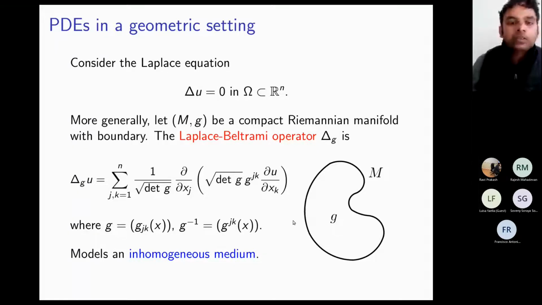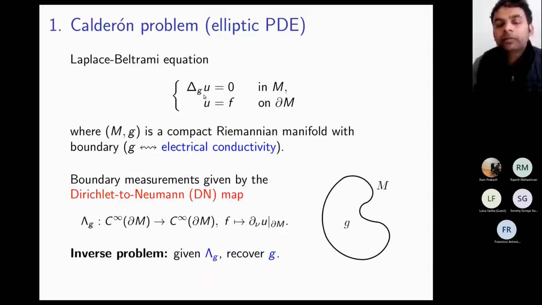Okay, so now this is the mathematical formulation. You have Laplace_g u equals 0 in M, and u equals f on the boundary. The Dirichlet data f represents the voltage on the boundary. Then you calculate the flux. Once you know f, you solve for u, so you know what ∂_ν u is. ∂_ν u represents the current flux on the boundary. So now you know the voltage, you know the current, and your job is to figure out what is the g that represents the electrical conductivity.